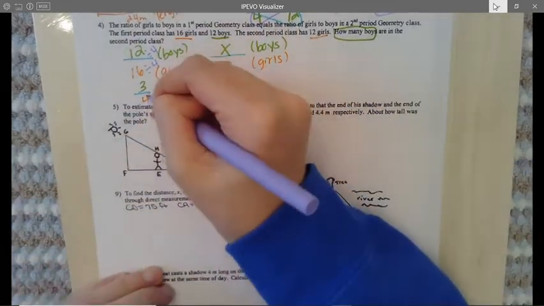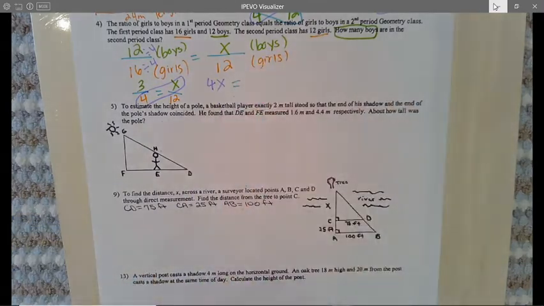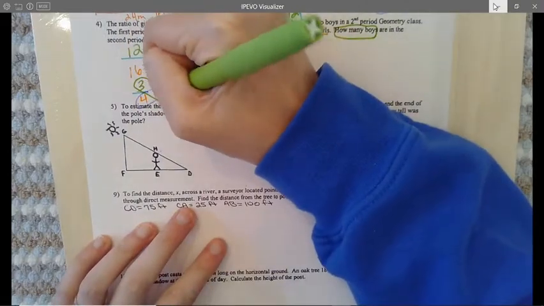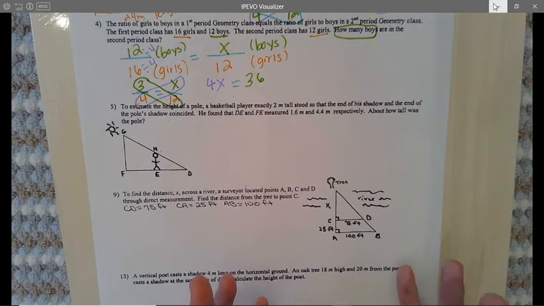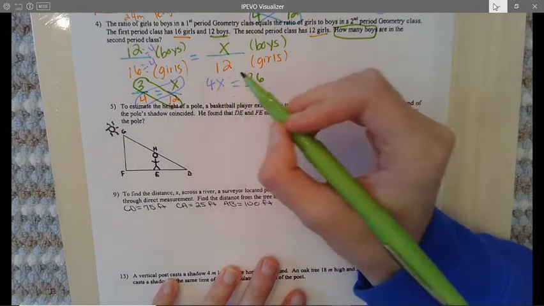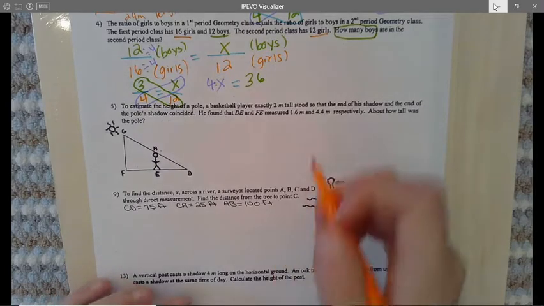Okay, so I'm going to go this way first. 4 times x gives me 4x, and that will equal the other way: 3 times 12, which is 36. And then from here, we just simplify down. I know that there's secretly a multiplication symbol in between my 4 and my x. So the way that I move 4 to the other side is by dividing both sides by 4.